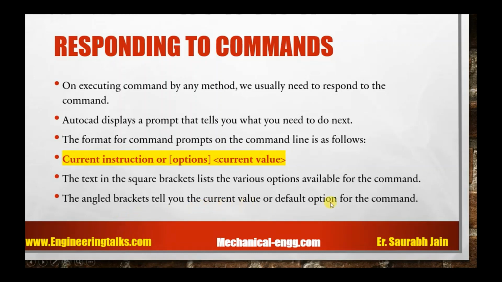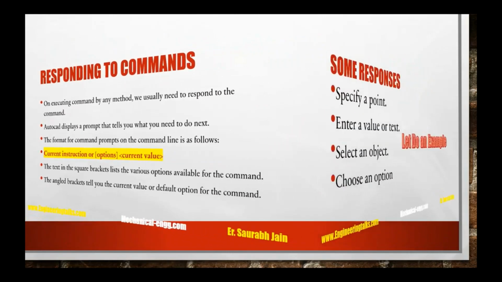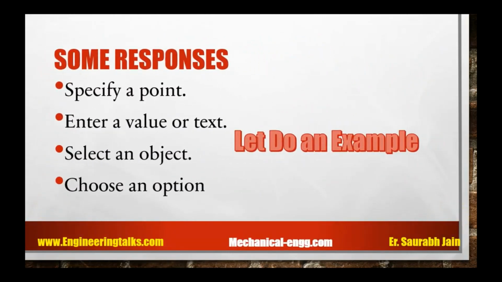The angle bracket tells you the current value or the default value. Fine. Hope you remember: the angle value is for the current or default value, and the square brackets are the options. When you talk about responses, it can be specify a point, enter a value or a text, select an object, choose an option. It can be like this.